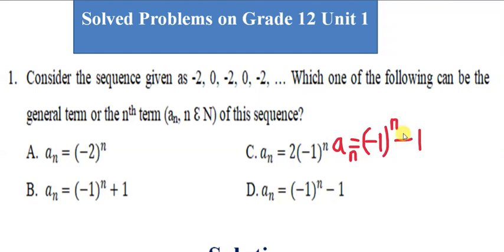Now let us check whether this is actually the general term of the given sequence. Suppose n is equal to 1. (-1) to the power of 1 gives us -1, and -1 plus -1 gives us -2. It is correct. When n is equal to 2, (-1) to the power of 2 gives us +1, and 1 minus 1 gives us 0. That is also correct. When n is equal to 3, (-1) to the power of 3 gives us -1, and -1 and -1, when added, give us -2, and so on.